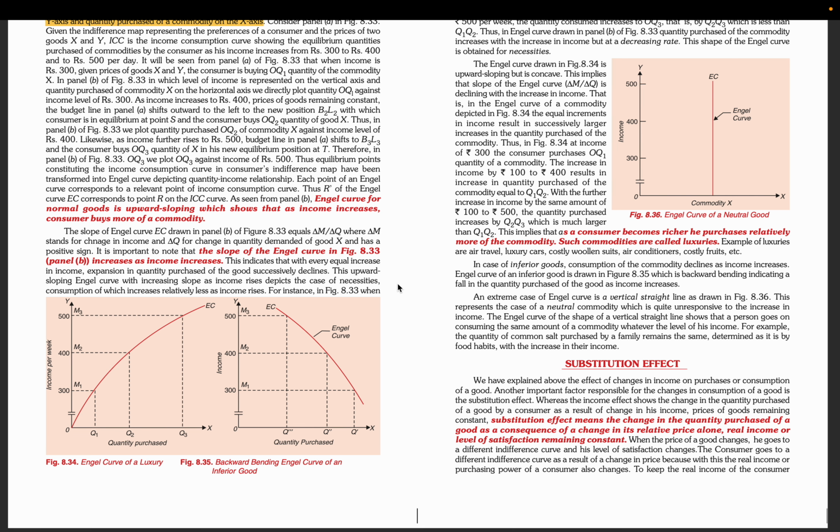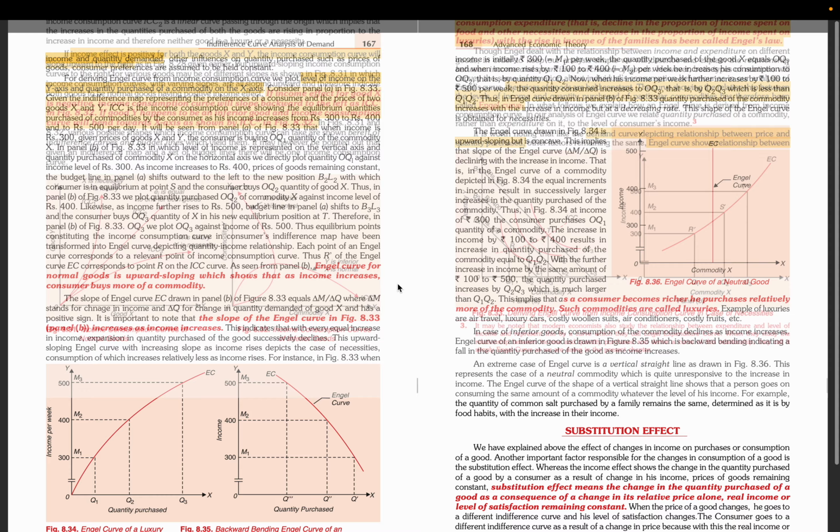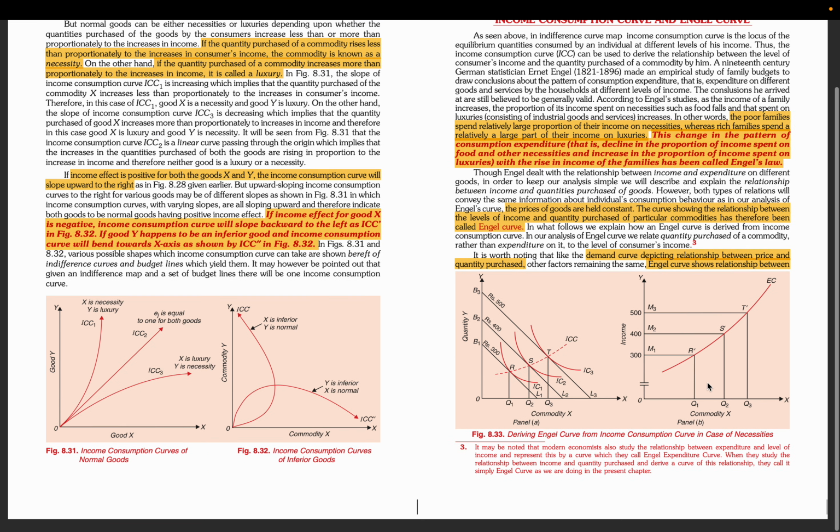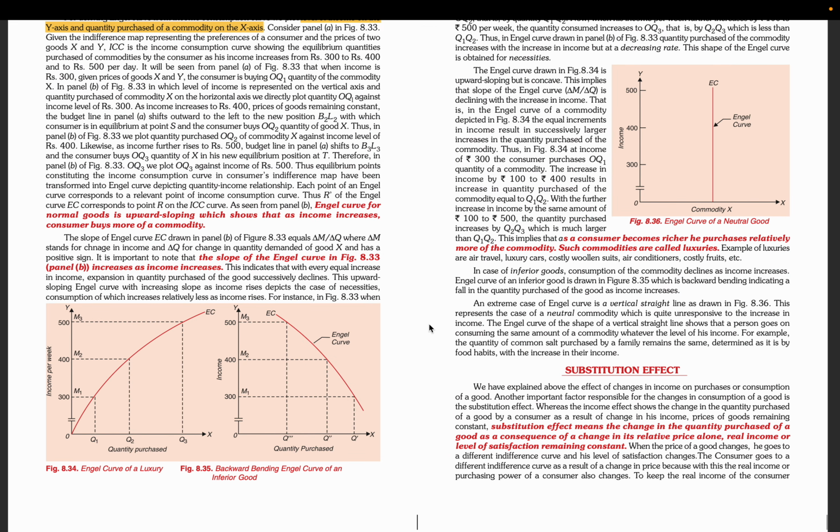As income increases to rupees 400, prices of goods remain constant. The budget line in panel A shifts outward to the new position B2 L2, with which the consumer is in equilibrium at point S and buys OQ2 quantity of good X. So the budget line is moving out, B2 L2, we have another point on the tangent of the budget line, point S, which is in equilibrium, and now you are buying OQ2 level of commodity X. Against the OQ2 level of commodity X, you will plot 400, and you keep on plotting until you get all the points together to draw EC, which is the Engel curve.